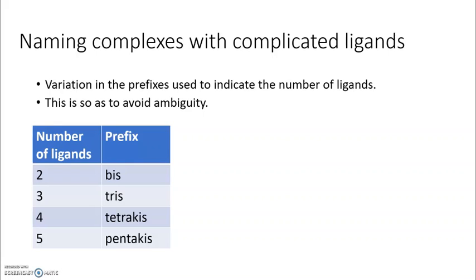So instead of using the di prefix to indicate two such ligands, we use bis. Instead of tri, we use tris. Instead of tetra, we use tetrakis. And instead of penta, we use pentakis. Okay, so let's have a look at naming a particular complex then.